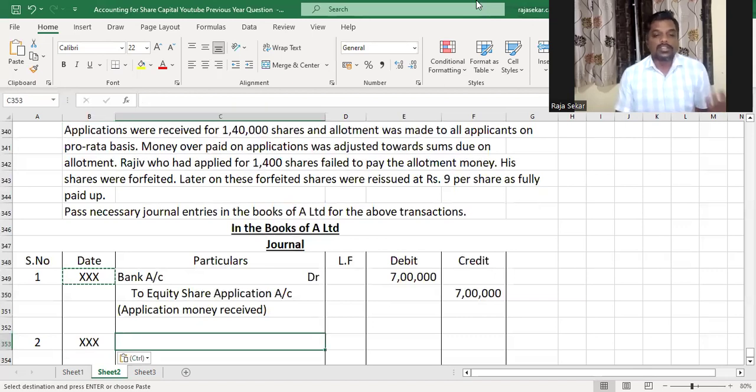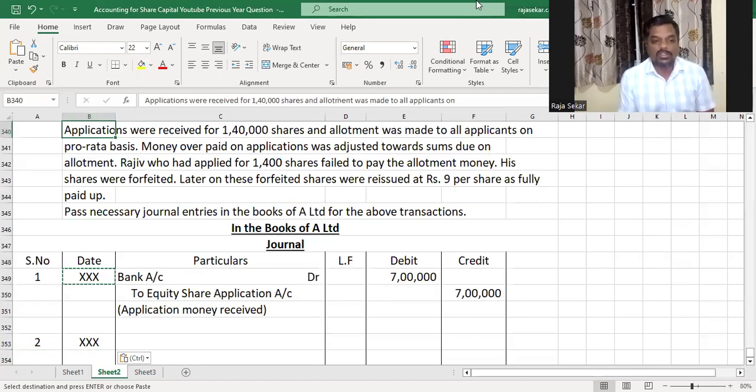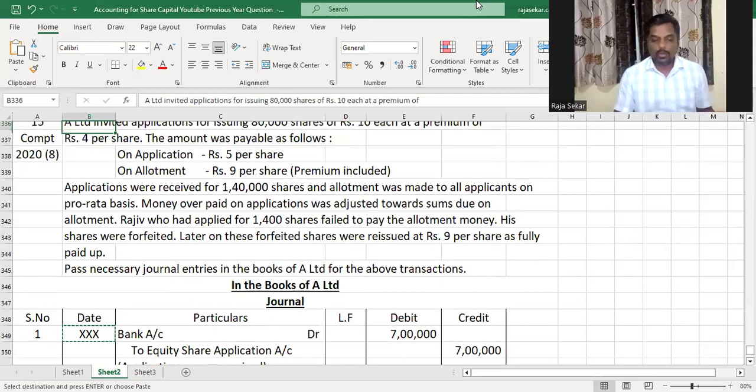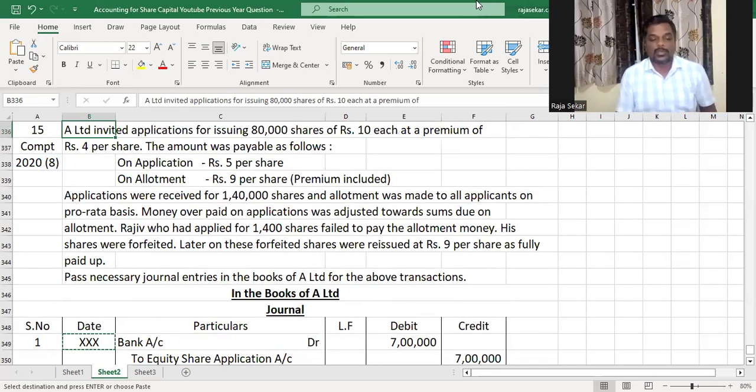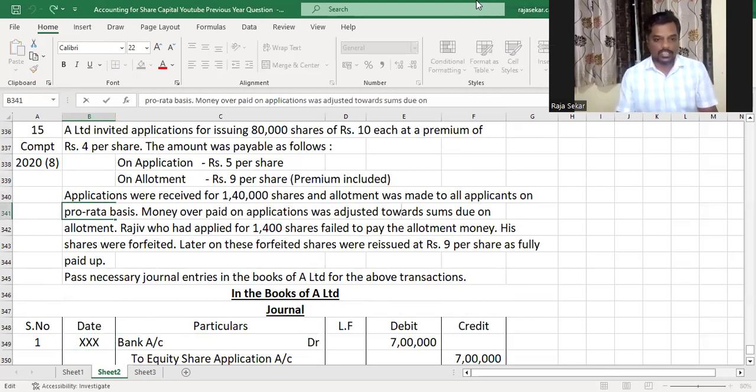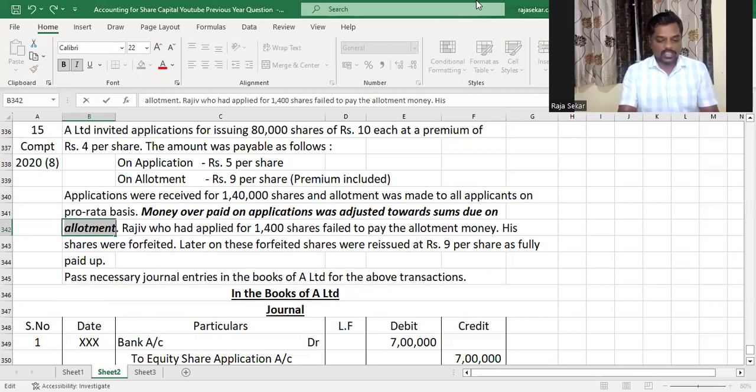All right, the second journal entry, as I told you, is the most important journal entry in problems like this. We have to allot shares. We have to take the amount that is supposed to be taken to share capital. We have to refund if any applications were rejected. And then the remaining excess application money has to be adjusted towards calls or allotment as it has been instructed in the question. In this question, it says that money overpaid on application was to be adjusted towards sums due on allotment. So we have to take the excess application money to be adjusted against allotment.